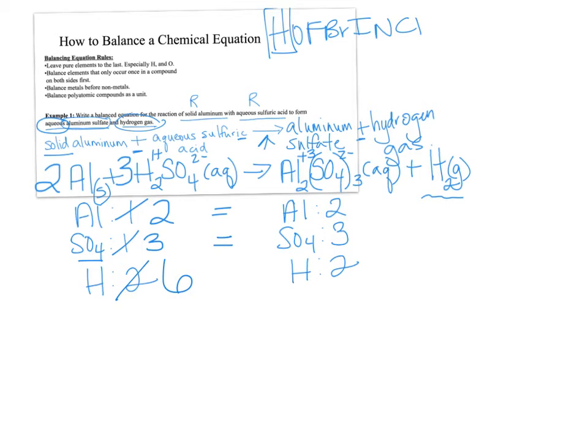That leaves me with my hydrogens. I have 6 hydrogens on my left, 2 hydrogens on my right. If I want to change my hydrogens on my right to be 6, I'm going to put a 3 in front of my hydrogen here. That's going to give me 3 times 2 hydrogen, gives me 6 hydrogens, and now all of my elements have been balanced, and I have the same amount starting as I do completing the chemical reaction.